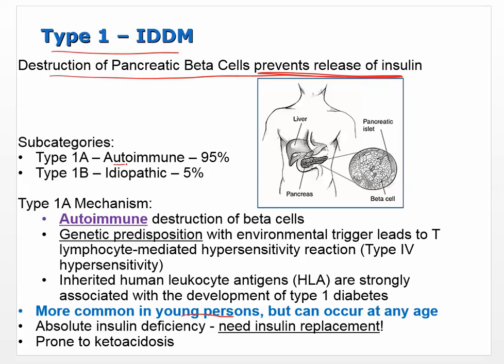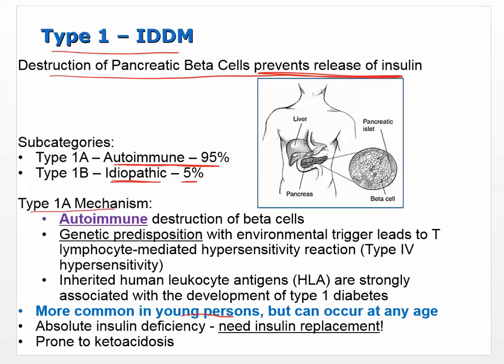And that's in about 95% of the cases. Okay, so 95% it's a subcategory, type 1A. So 95% are autoimmune, and then there are some that don't have the autoimmune, but we don't know what causes it. We don't know why the beta cells are being destroyed in those people. So we're going to focus mainly on this autoimmune or type 1A mechanism.